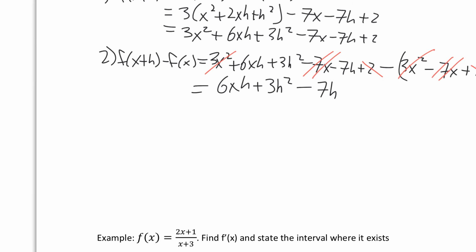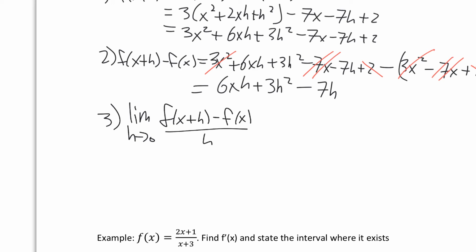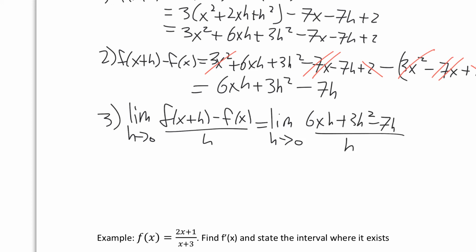So let's move on to step number 3. For step number 3, we calculate the limit as h approaches 0 of f of x plus h minus f of x over h. That will be equal to the limit, h approaches 0, of 6xh plus 3h squared minus 7h over h. Now if you were to plug in h equal to 0, you get 0 plus 0 plus 0, which is 0 over 0. We need to do more work. But I think we can see the work to be done.